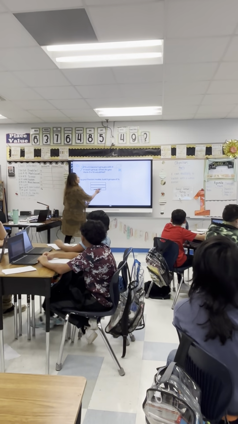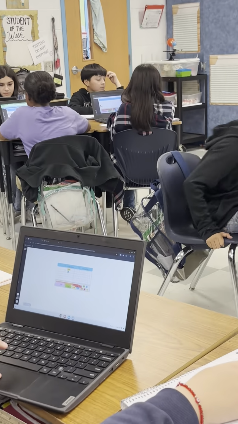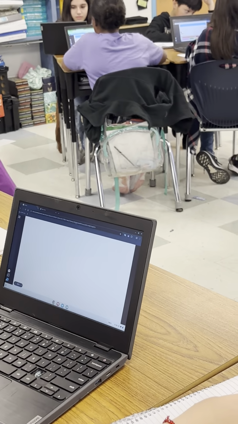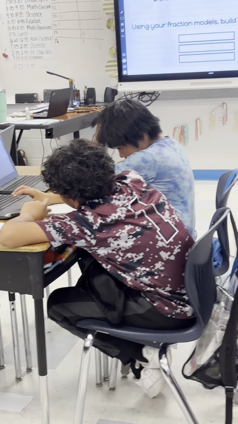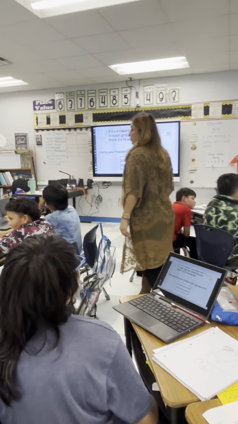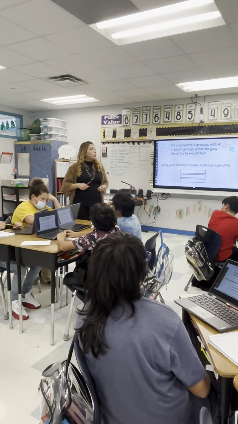All right. I want you to look at this problem right here. It says, if 3 times 4 means 3 groups with 4 in each group, that's regular multiplication. You know how to do that, right? What would you normally do if I say 3 times 4? Multiply, and what would that product be? It would be 12, right?